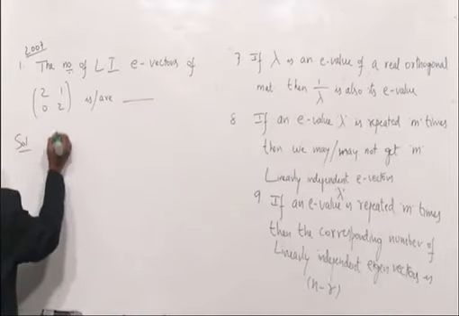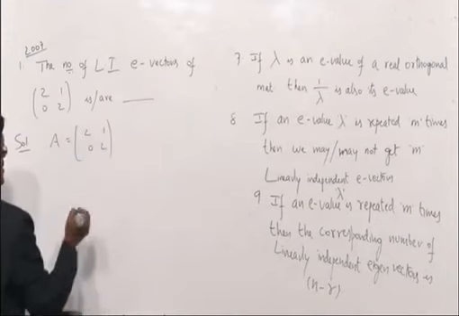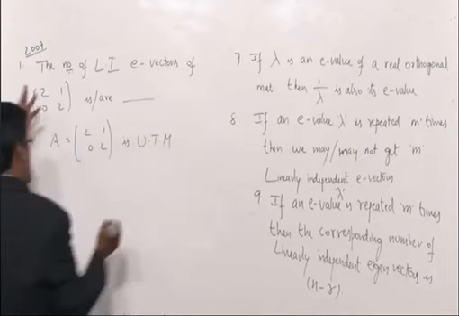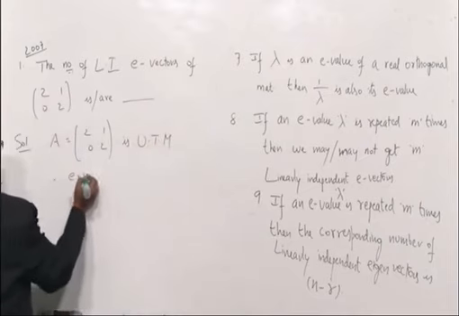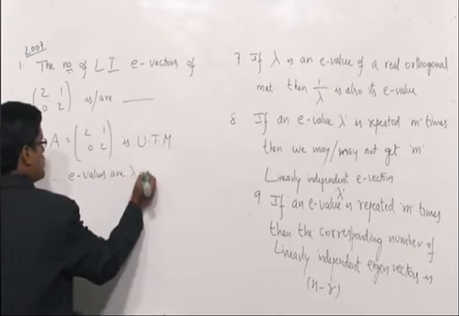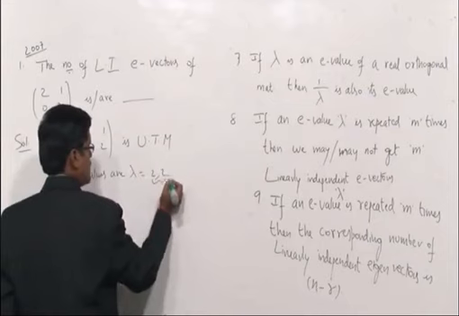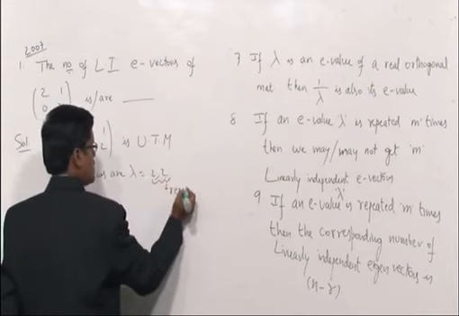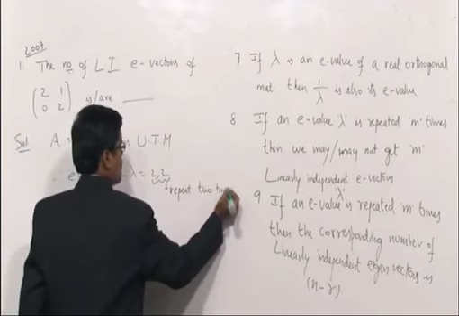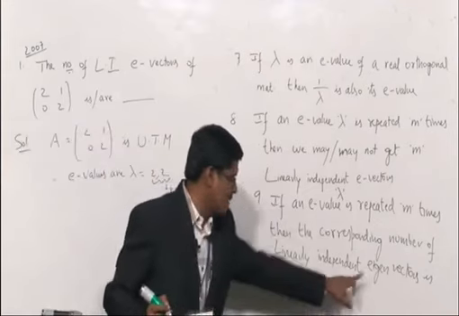A is equal to 2102. Here below the diagonal the entries are 0, so this is an upper triangular matrix. I gave one of the properties, therefore the eigenvalues are just the diagonal elements, lambda is equal to 2, 2. So this is repeated how many times? 2 times. Now if an eigenvalue lambda is repeated m times, what is the procedure for finding linearly independent eigenvectors?